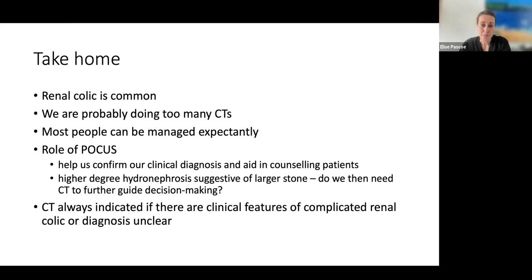We know that the vast majority of kidney stones pass without need for urological intervention. So having the exact detail of where the stone is, exactly how many millimeters it is, might not necessarily be necessary. So POCUS can help us confirm our clinical diagnosis, help us aid in counselling our patients.